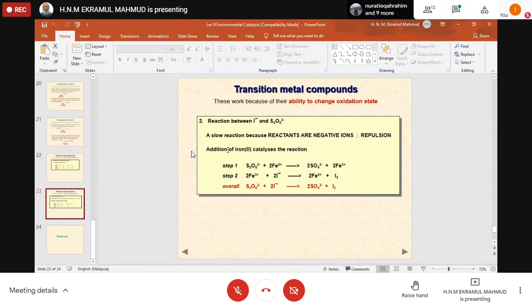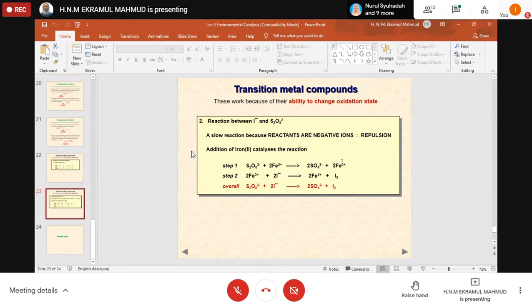For this, we have iron. This is acting as a catalyst. Previously, iron was acting as a reactant. Now, iron is working as a catalyst. So we have taken ferrous ion. Now, ferrous ion will change the oxidation state of the reactants, and here we can see that Fe3 plus reacts with iodide ion, because this is another reactant. And this is just generated. Originally, we have taken ferrous ion.